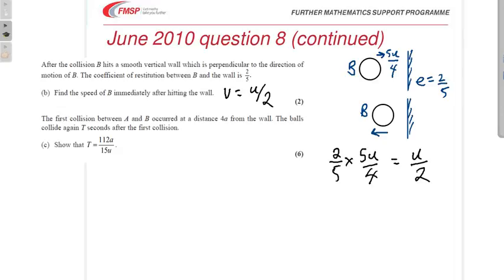Okay. So the velocity of B as it bounces off the wall is just u over 2, for 2 marks. Now I've got room on the next page for this part C, but let's just read it for a minute. The first collision between A and B occurred at a distance 4a from the wall. The balls collide again t seconds after the first collision. We've got to show that t is that. So this is all about working out times and distances.